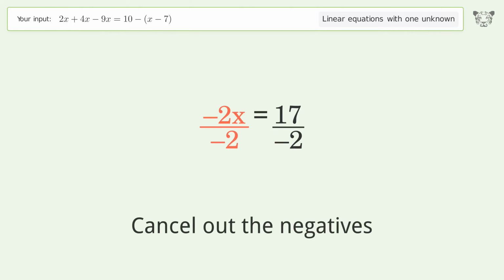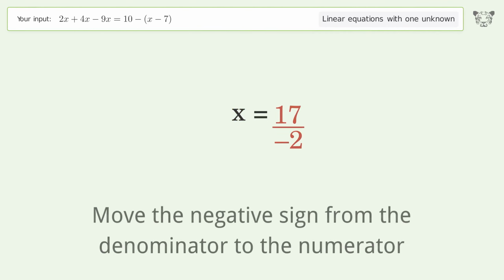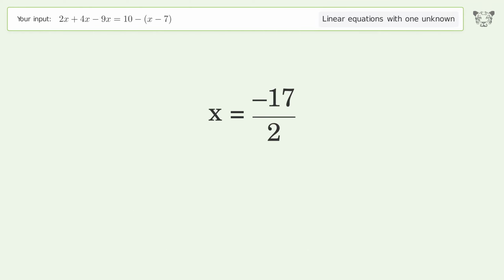Cancel out the negatives. Simplify the fraction. Move the negative sign from the denominator to the numerator. And so the final result is x equals negative 17 over 2.